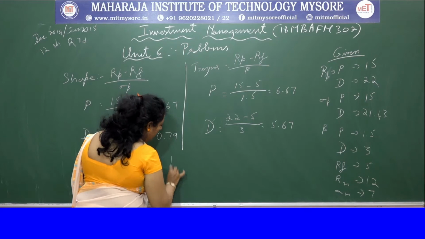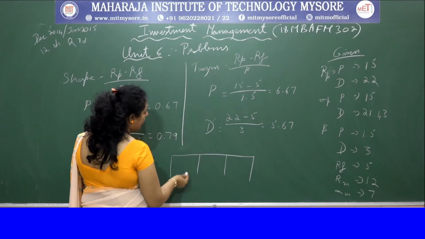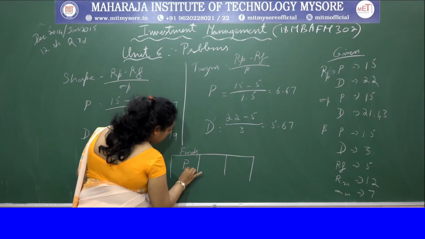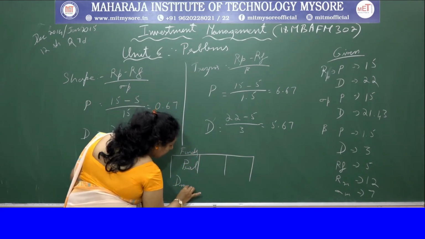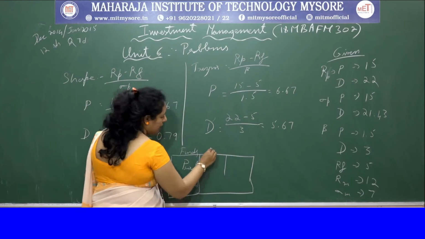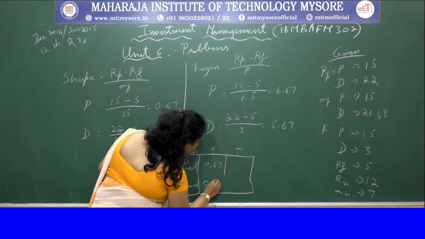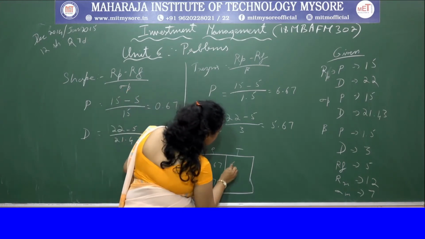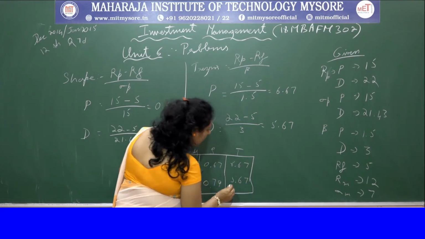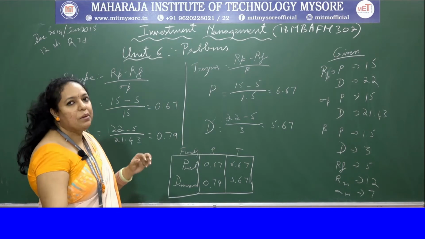So if we put this in the form of a table, here I'll write the funds, Pearl and Diamond. This is Sharpe and this is Treynor. I'll write the answer 0.67 and 0.79. And here it is 6.67 and 5.67. So I've written the answers. Now we have to interpret the results.